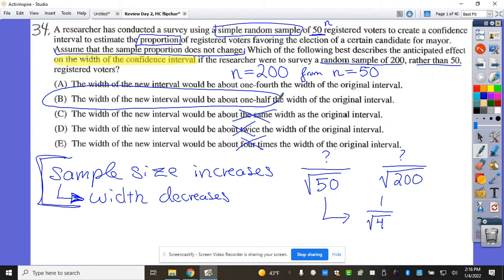But some people are actually going to make up a number and type in 1 divided by square root 50 and see what it is, and 1 divided by square root 200 and see what it is, and then find out if that was a fourth of it or half of it, and that's fine too.